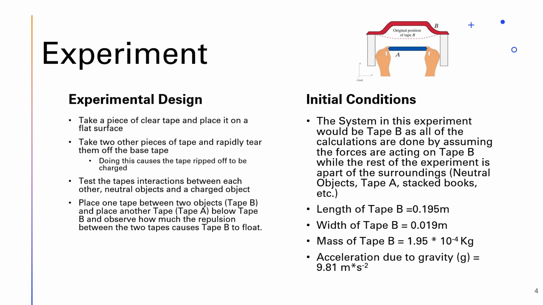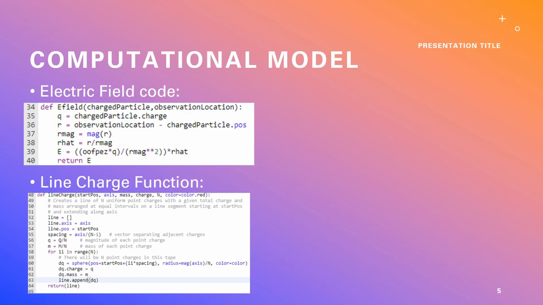Tape B is going to be our system. Everything else is the surroundings because we will be taking it from the perspective that all forces are acting on tape B. The other initial conditions would be that the length is going to be 0.195 meters, the mass is going to be 1.95 times 10 to the negative 4th kilograms, and the acceleration due to gravity will be 9.81 meters per second squared.